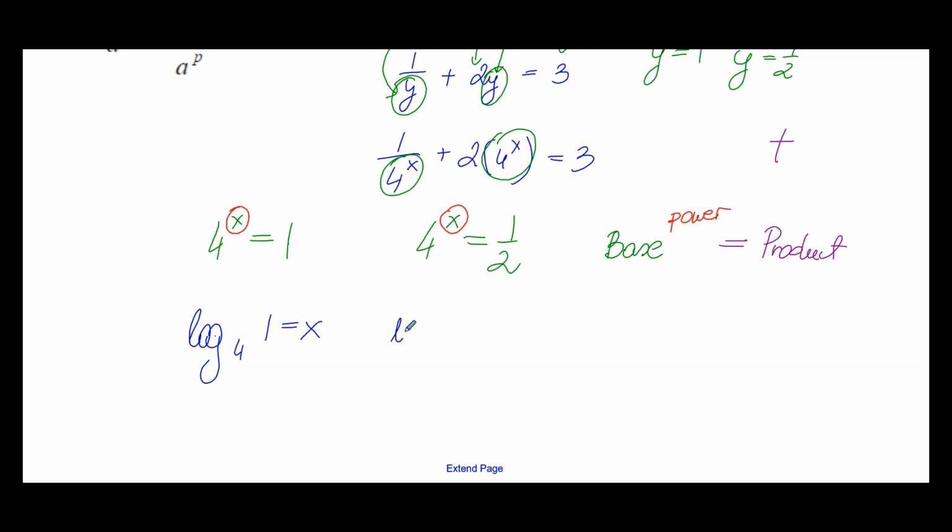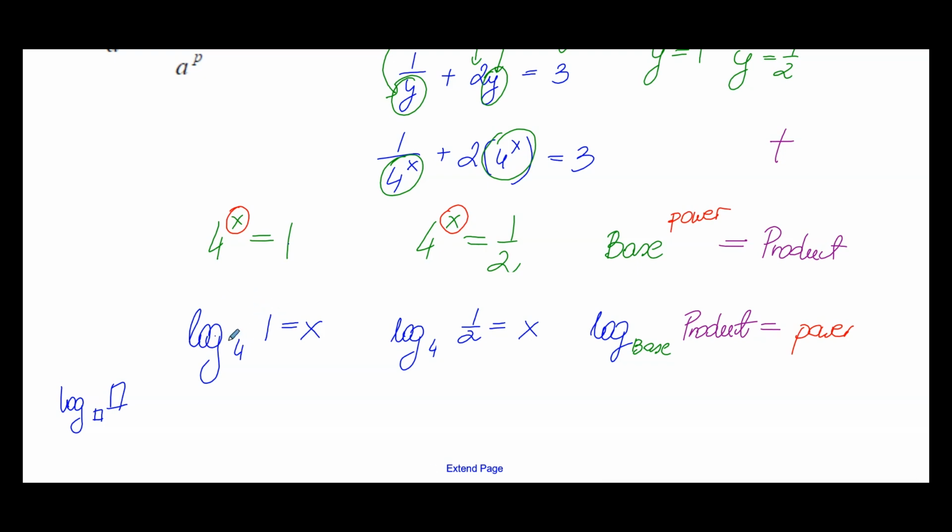The same here. Log, what base? 4. What product? A half. And that equals my power. So that's what I'm saying: in the log, we use the base, then we put our product, and that equals my power. Then I take that and put it in my calculator. Don't forget that in your calculator, you're looking where it says log and it has those two squares. That's where you put your base and where you put your product.